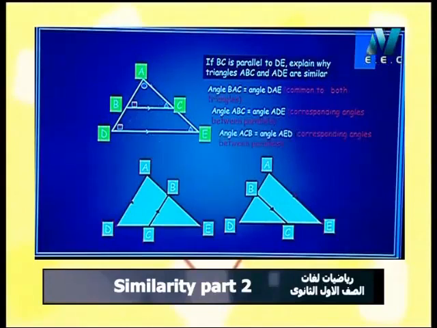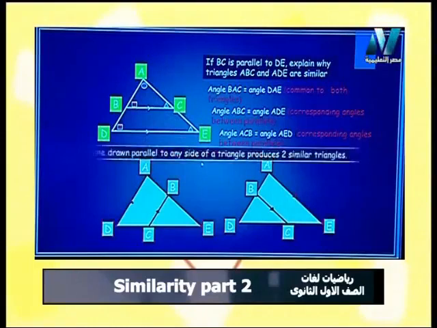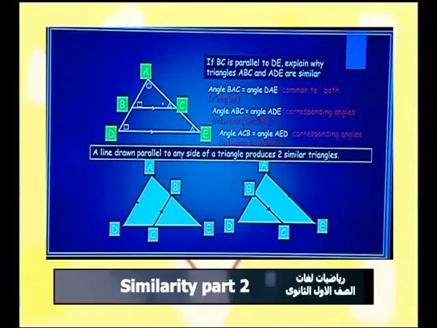We have the angle ACB equal to the angle E because of corresponding angles, because BC is parallel to DE. A line drawn parallel to any side of a triangle produces two triangles. One of them is the smallest, which is ABC, and the other is the greatest, which is ADE, and they are similar. Triangles are similar.